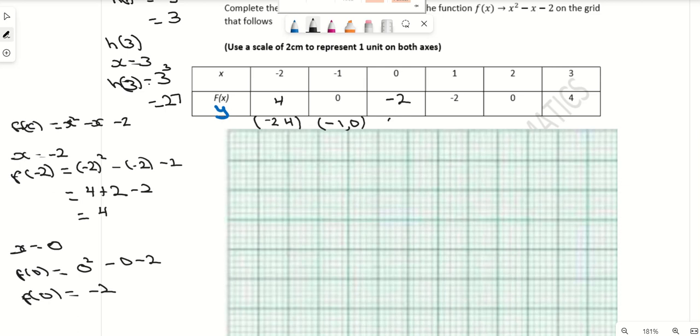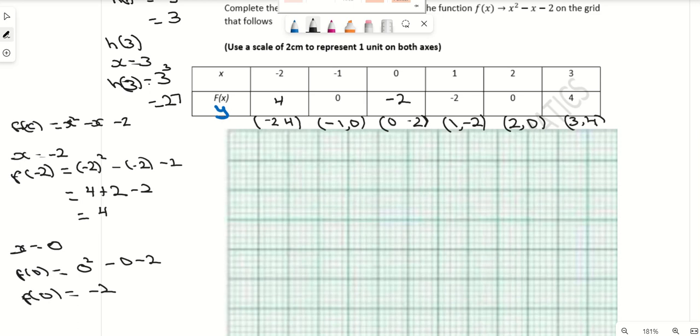The next one is going to be 0, -2. Hold on one second, guys. So then we have this right here. And then this one would be 1 and -2. Right? X is 1, y is -2. This would be 2, 0, x is 2, y is 0. And this one would be x is 3, y is 4.